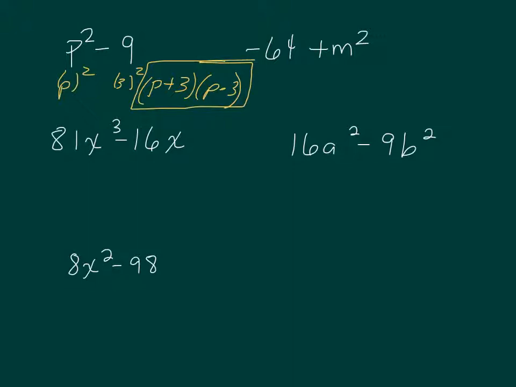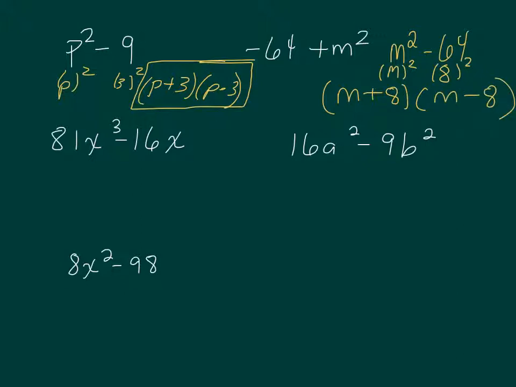If I'm looking at negative 64 plus m squared, really I need to fix that one or switch it around. So I'm going to switch it around to m squared minus 64. That becomes easy then. m squared is how I get m squared, and 8 squared is how I get 64. So this is going to end up being m plus 8, m minus 8. I think a binomial that's a difference of squares is one of the easiest things to factor, to be honest.